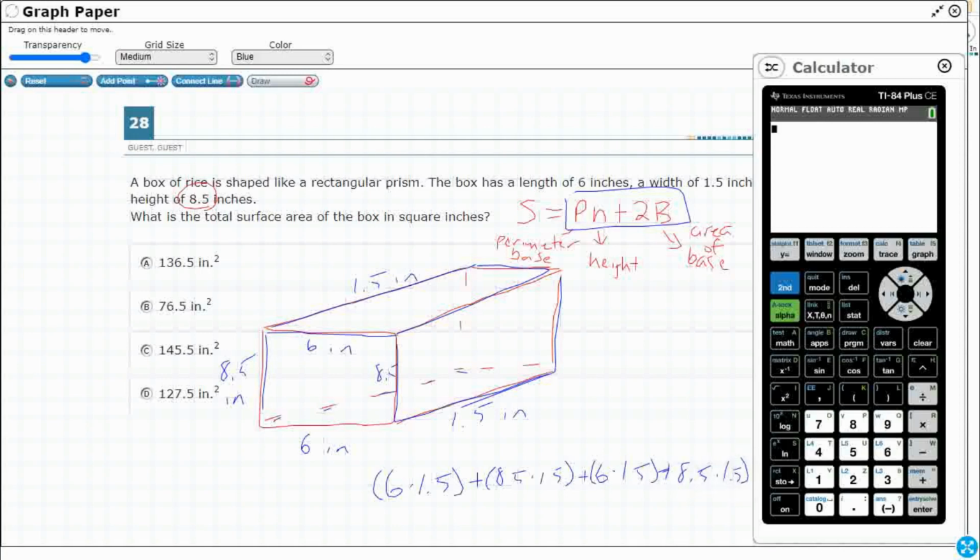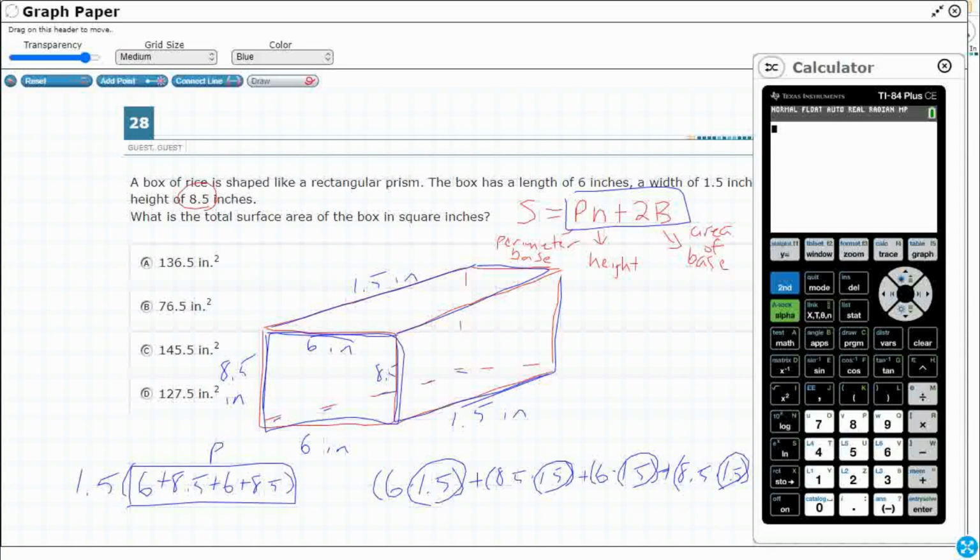And you know what? You should have noticed, look at what you're doing. You're multiplying everything by 1.5, because that's the height. All of these are bases times heights. So what we can do is extract those out, and we can do 1.5 times 6 plus 8.5 plus 6 plus 8.5 using the distributive property. Well, guess what this is right here, guys? That's the perimeter. You literally just found the perimeter of the base. So that's where that's coming from.